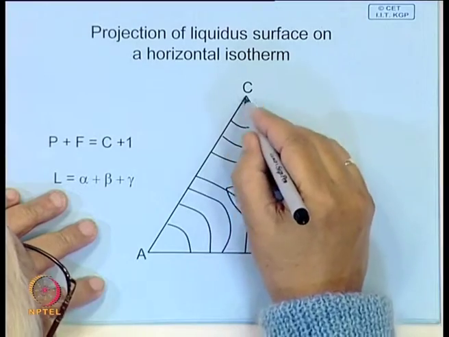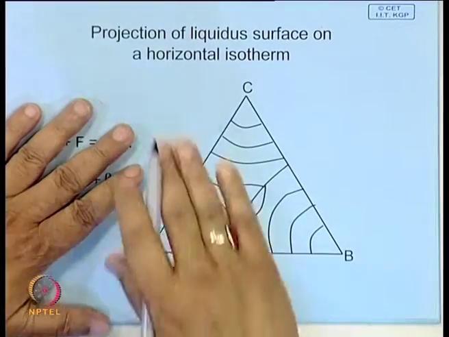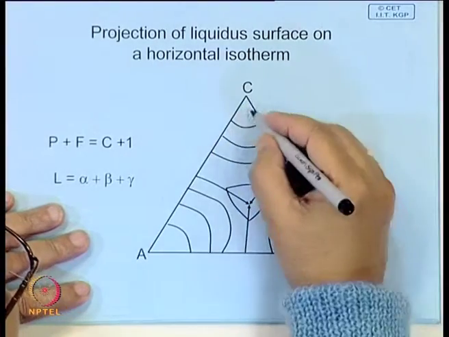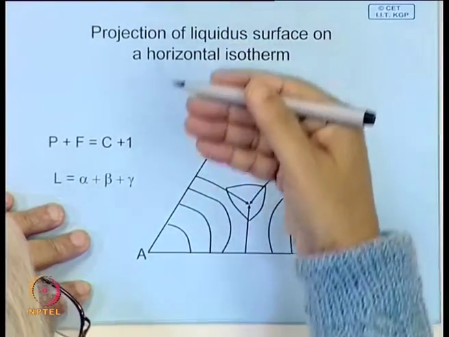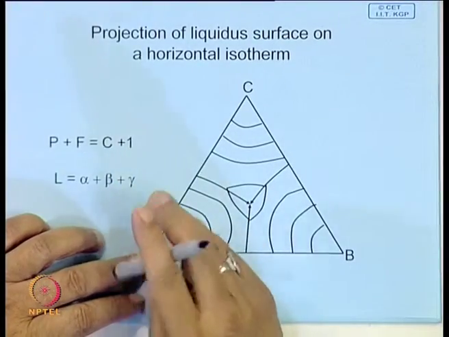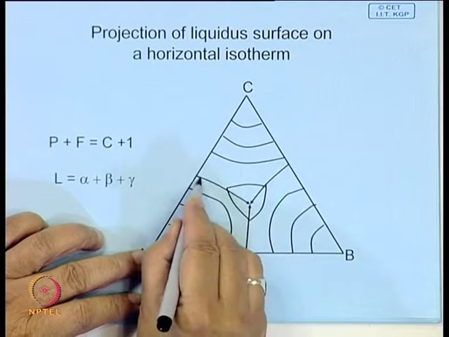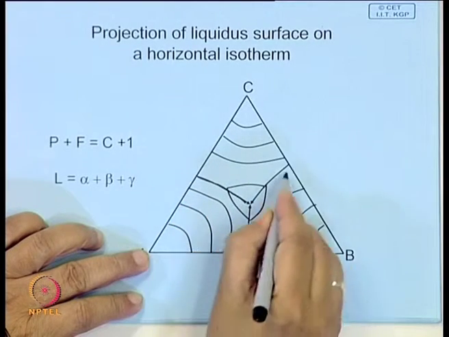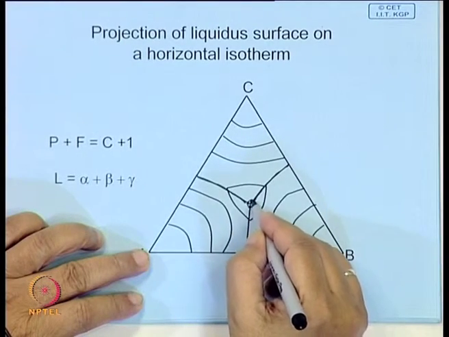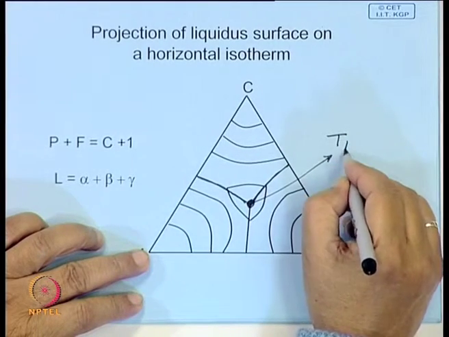This is the liquidus surface, and this is the projection of the liquidus surface on a horizontal plane. If you look from the top, it will look as if this is a surface coming down from the melting point of A like this and like this, and they will all meet along these curves. This point is the ternary eutectic.